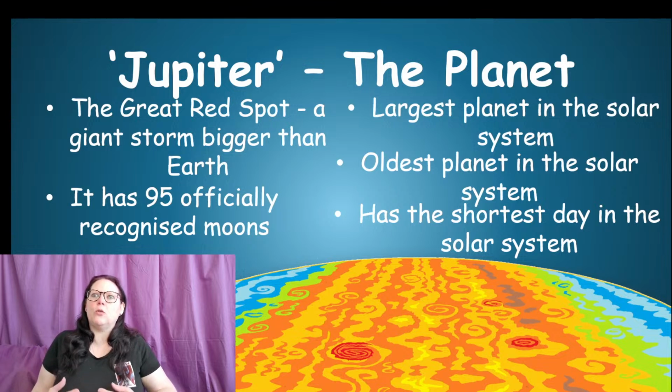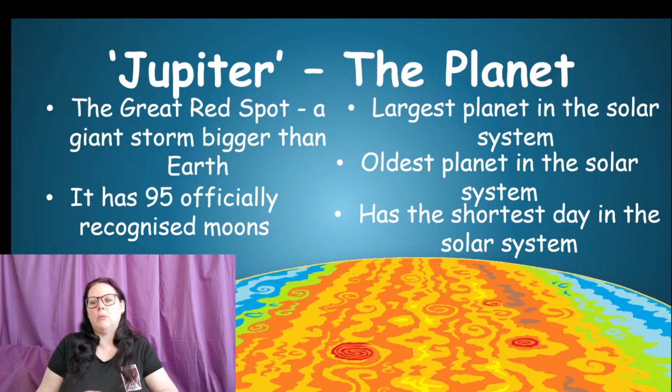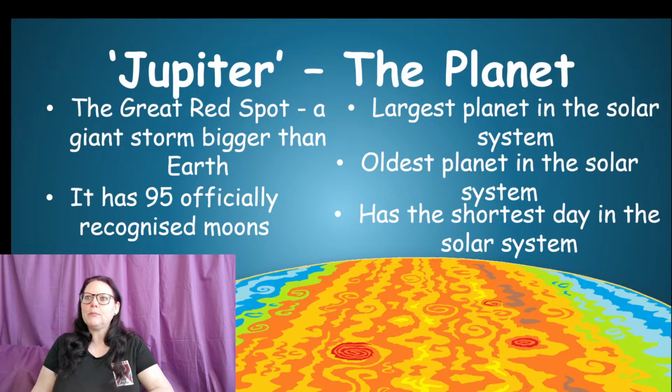It's thought of as the king of the planets, so it was named after the king of the gods in Roman mythology, the name Jupiter, and we'll get on to Jupiter in Roman mythology in a little while. Most of its moons are named after mythological characters associated with Jupiter and his Greek counterpart, Zeus.